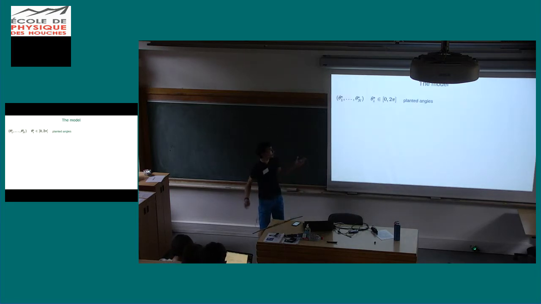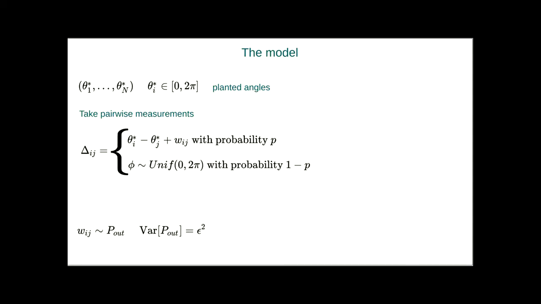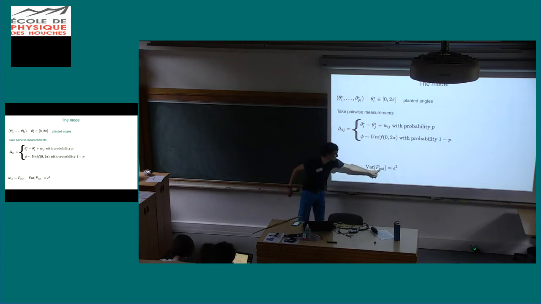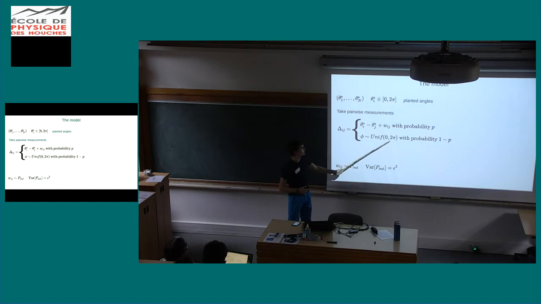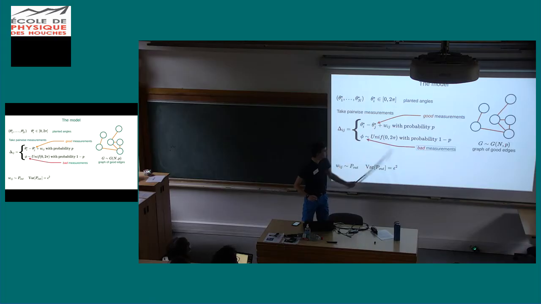So this is an inference problem. The first thing we have to define are our variables, and these are capital N angles that are variables between 0 and 2 pi. And then we take pairwise measurements of these angles. With probability p, a measurement is just affected by a small error, which is a variance of order epsilon square. And with probability 1 minus p instead, it is completely uninformative, meaning that it's uniformly distributed on the circle. So we can distinguish between good measurements and bad measurements.